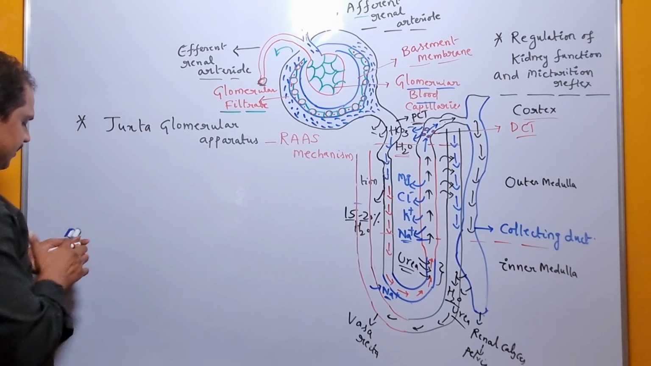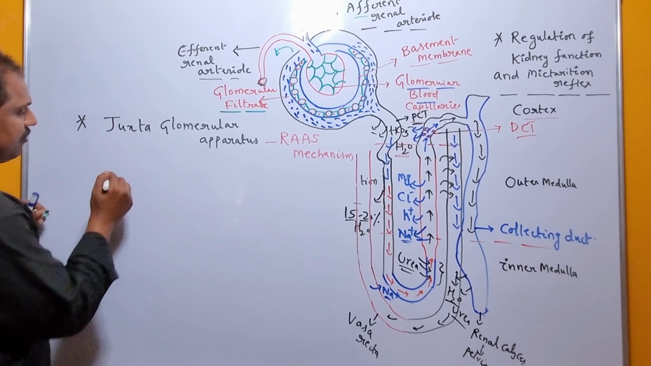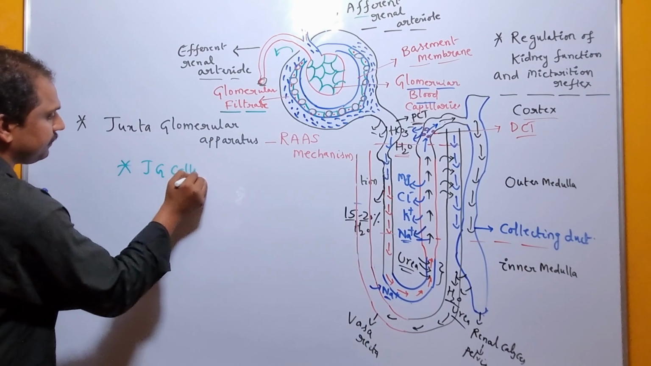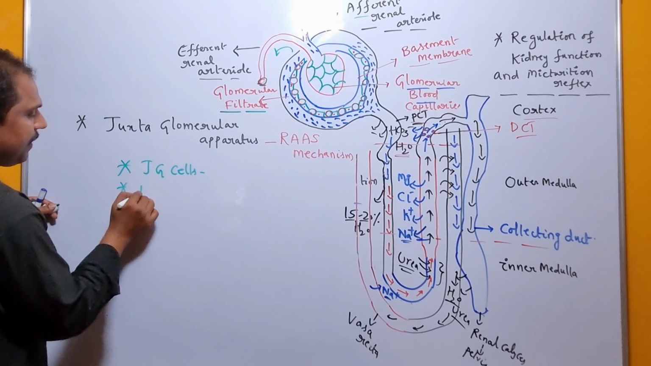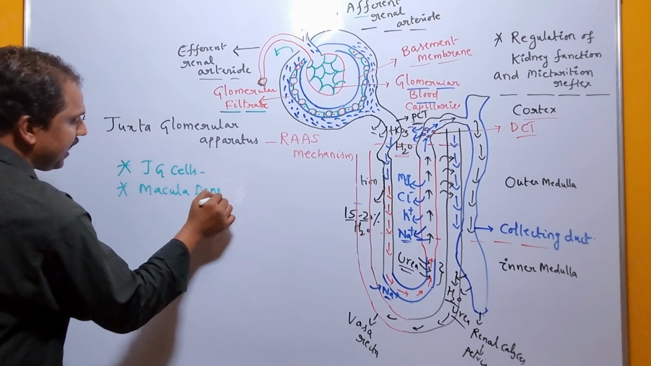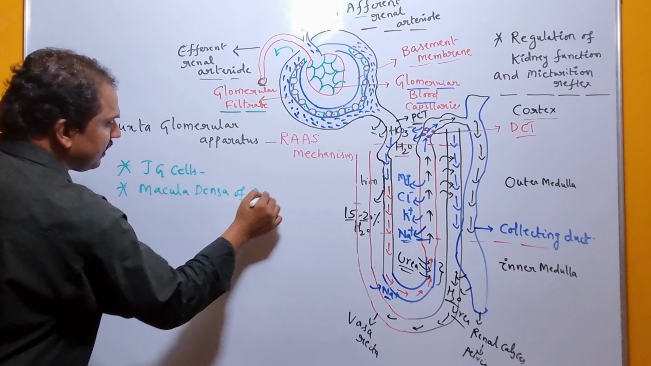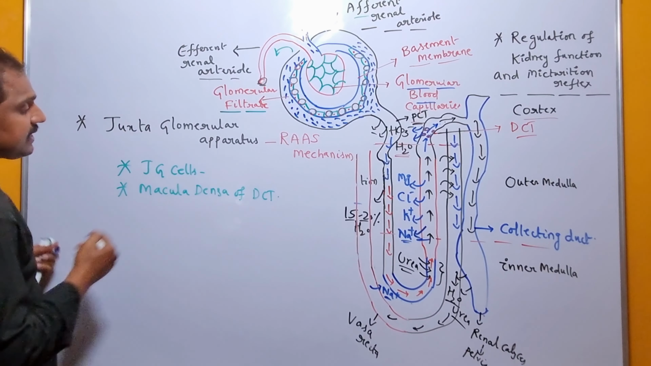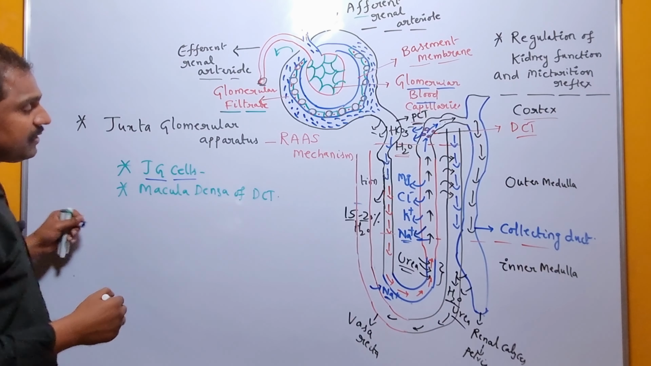What is it? Juxtaglomerular cells and the other one is macula densa of distal convoluted tubule. So at first, if we consider the juxtaglomerular cells, what are juxtaglomerular cells?